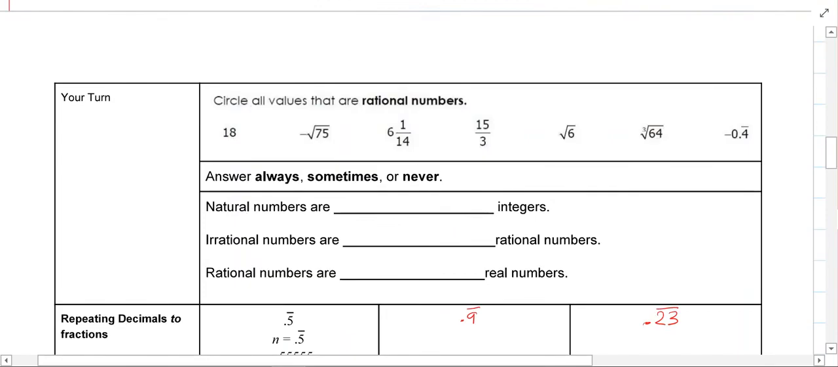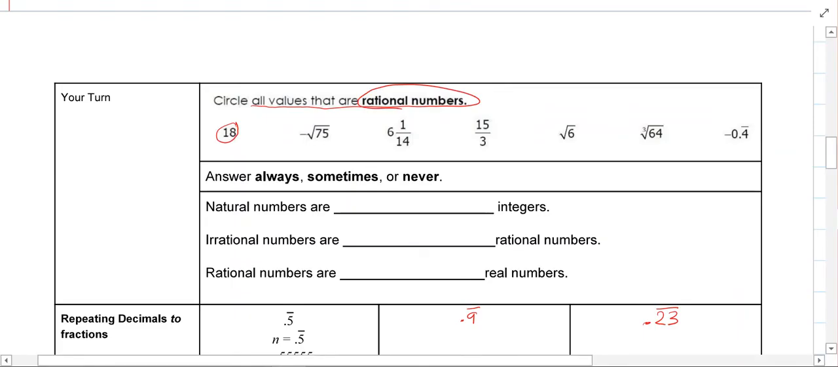All right, here's some more your turns. Circle all values that are rational numbers. Is 18? Yep. What kind? Well, it's a bunch of names, but it's a whole number. It's an integer. It's a rational number. It's a real number. The negative square root of 75.